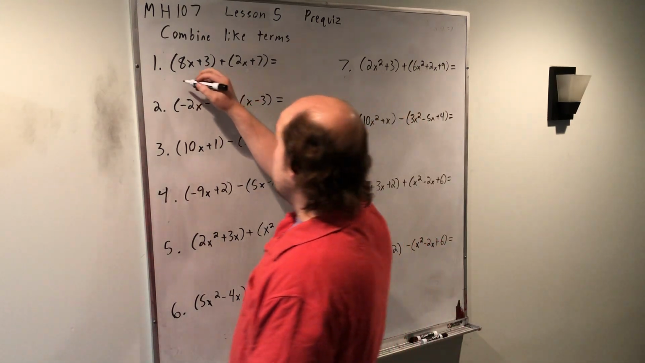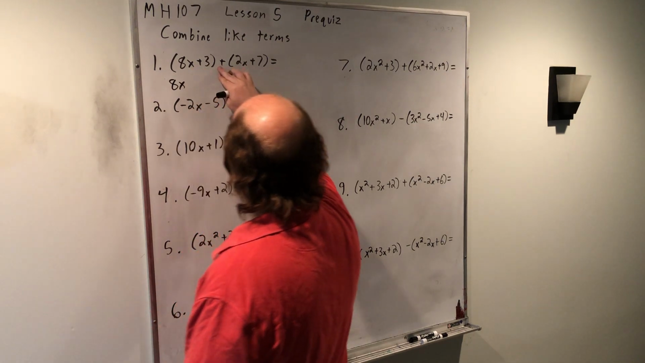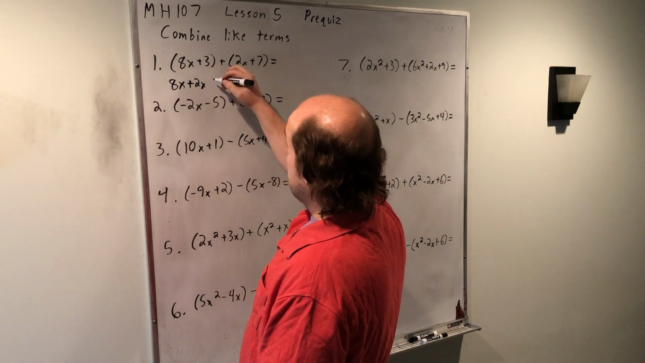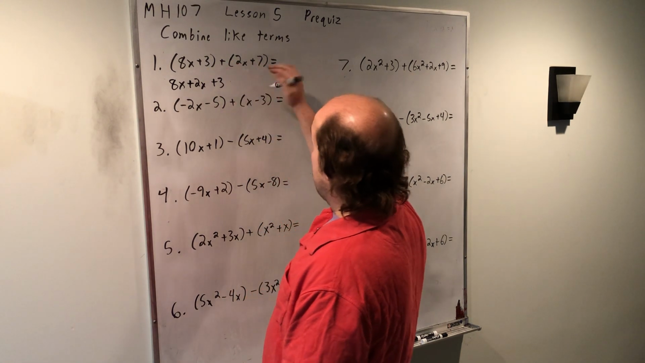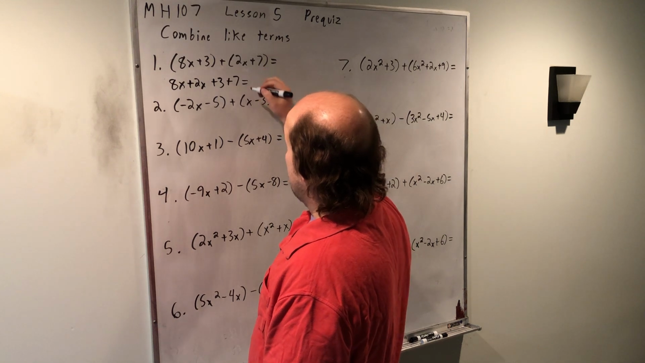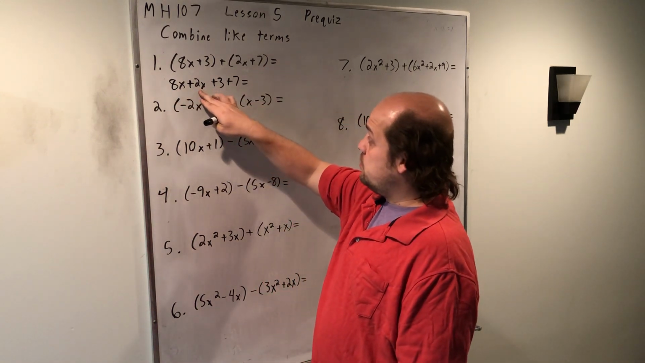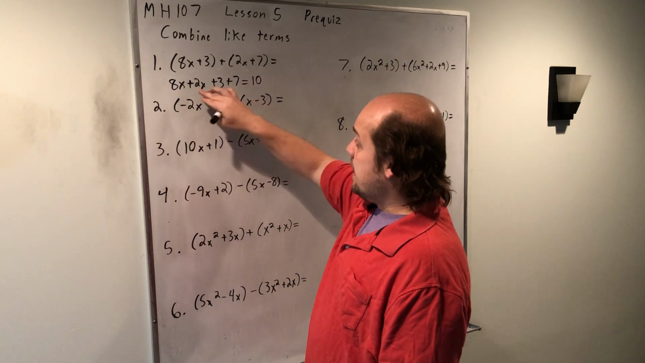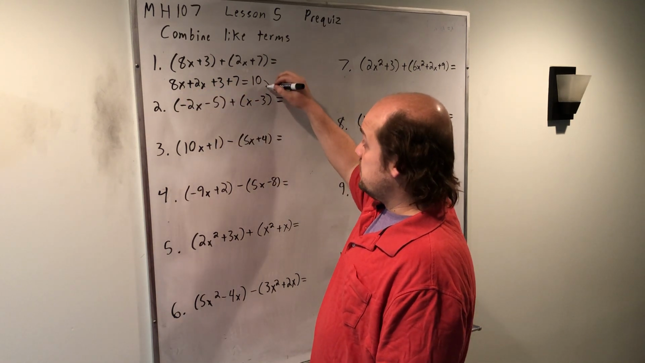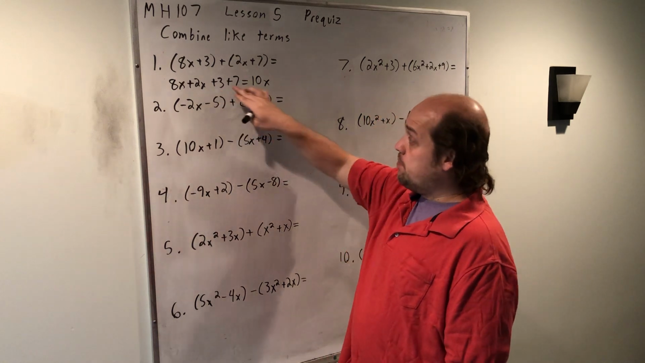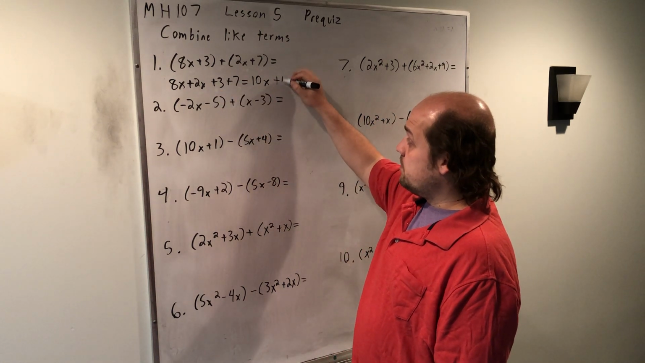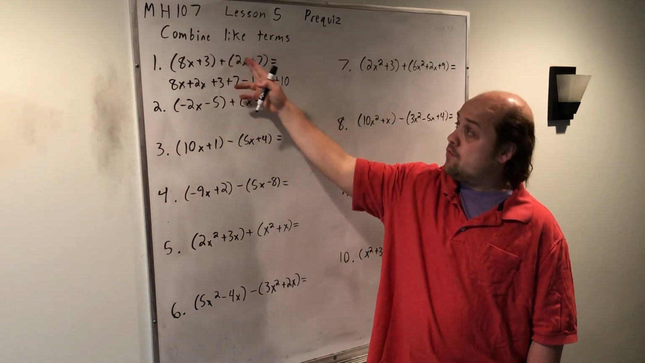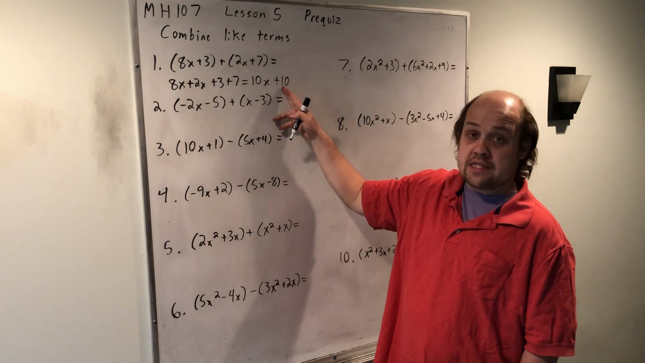So this 8x, and when this comes out of parentheses, plus a 2x, this 3 plus a positive 7. We can now see 8x and 2x are going to combine. 8 plus 2 gives me 10. 10, what? 10 of the x's. Then we have 3 plus 7. 3 plus 7 gives me 10 with no x's. So my final answer for this original question is 10x plus 10.